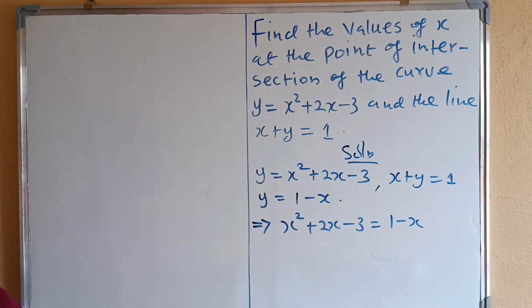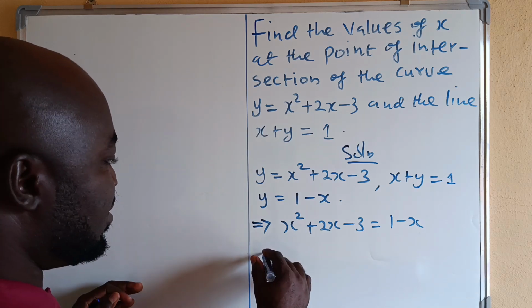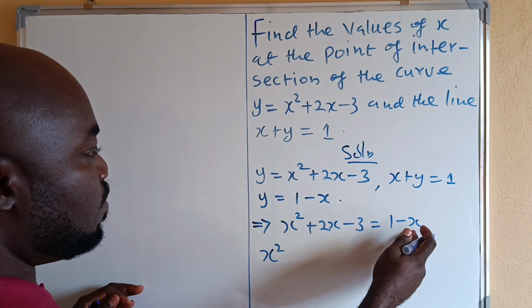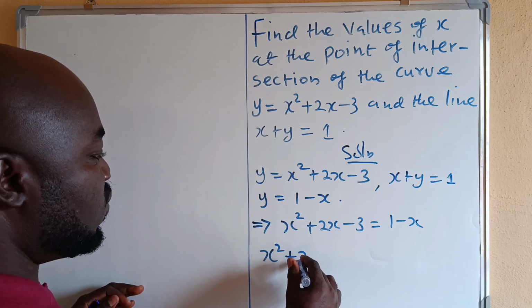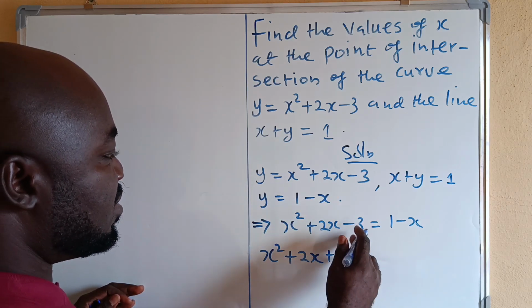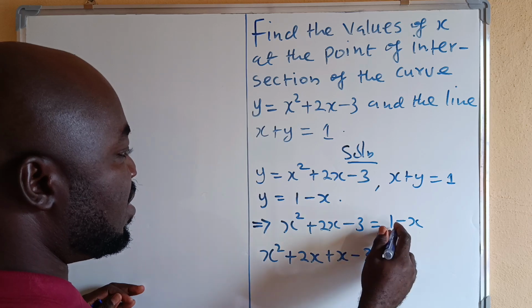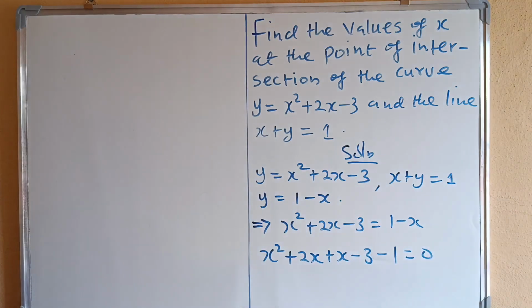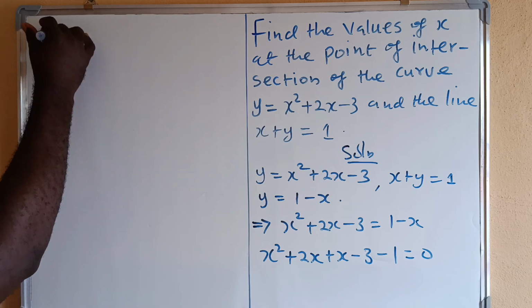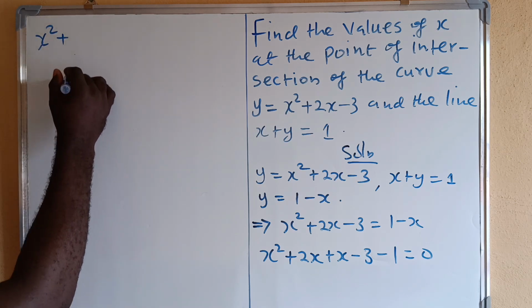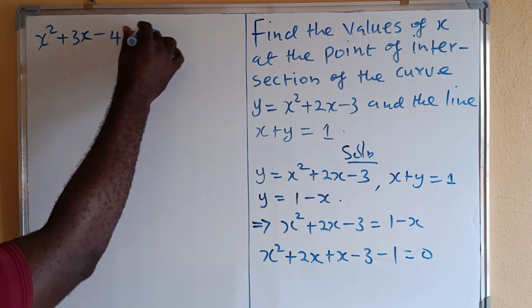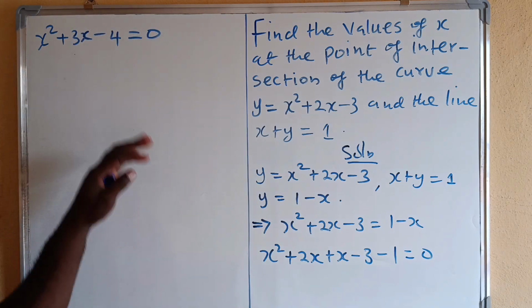So the point where they intersect, we equate both sides. So I'm going to collect them to one place. So I'll have x squared, the minus x will cross over, so I'll have 2x plus x. I have minus 3, and then the 1 will turn to minus 1. That will be 0. So I end up having x squared plus 3x minus 4, and that will be equal to 0. So I've formed a quadratic equation.